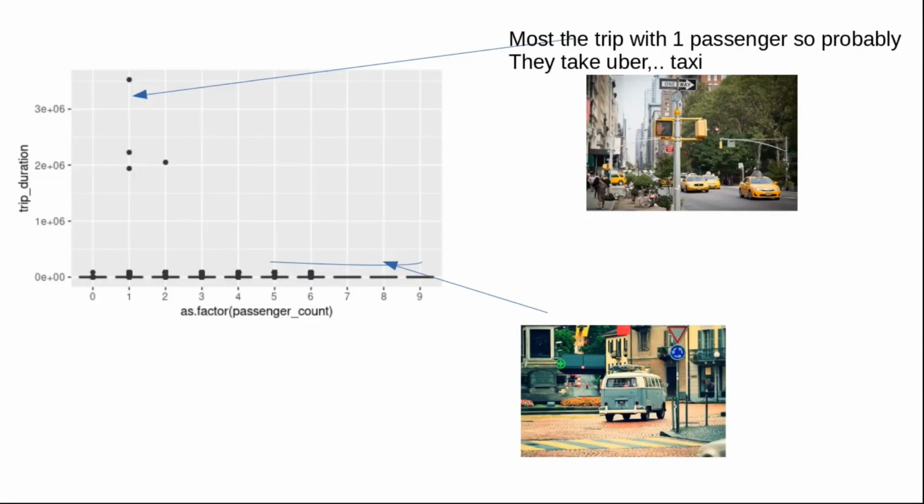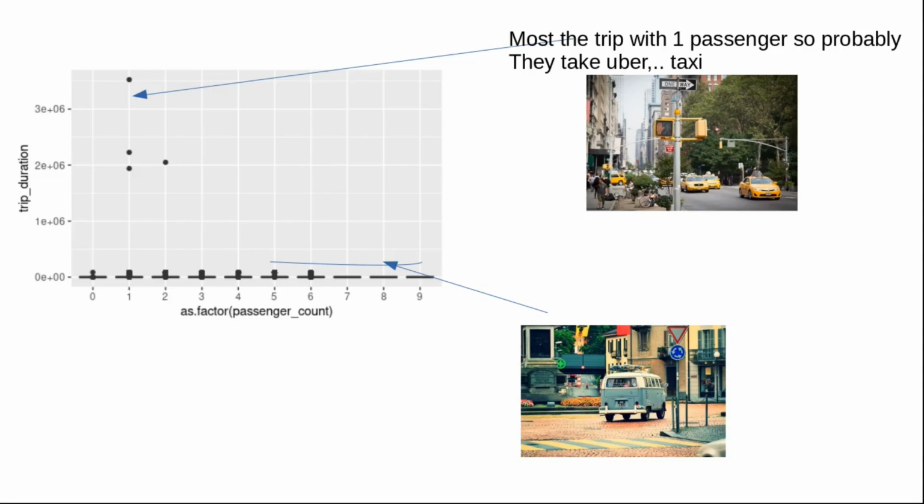This is the next one. If you see in the slide, this is the graph, and I am making a graph which shows the relationship between the trip duration and the passenger count. Most of the trips are with one passenger, so probably they take Uber or any type of service. And in your daily life it is also true. If you see a taxi, you observe most probably there is one person sitting inside the taxi.